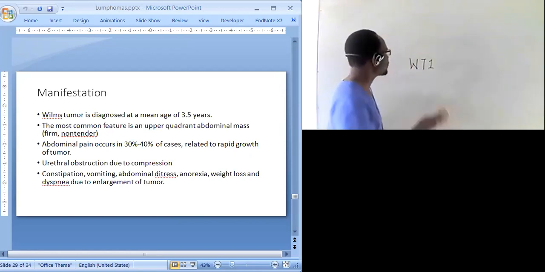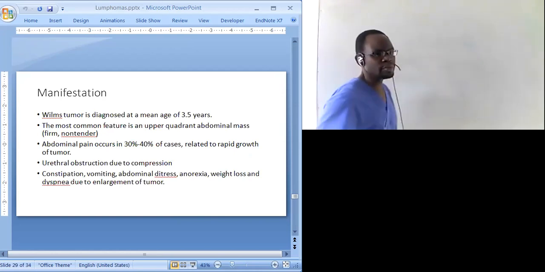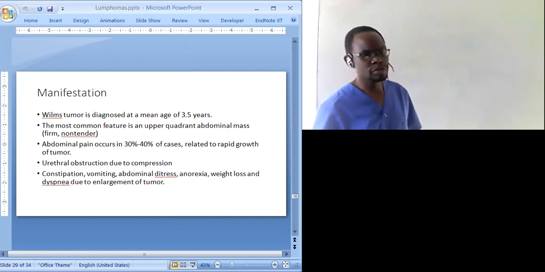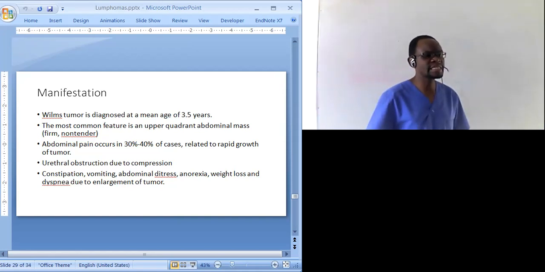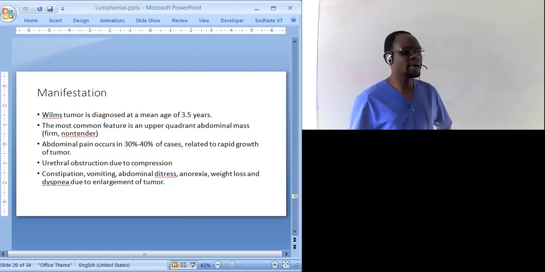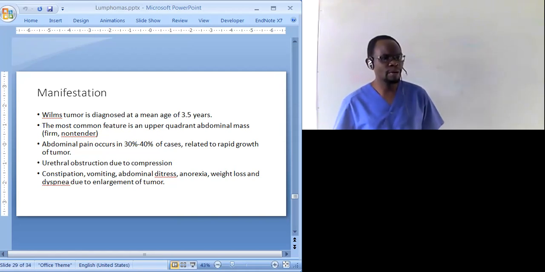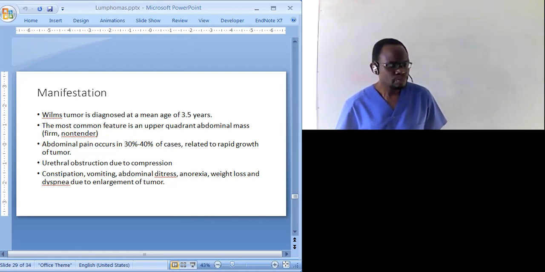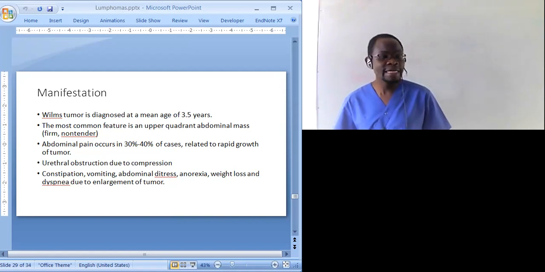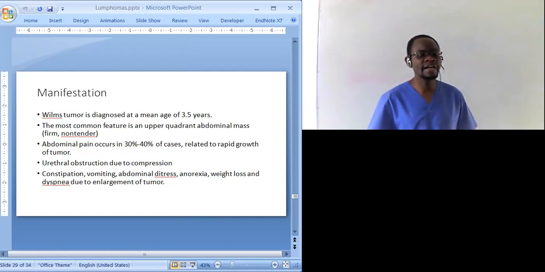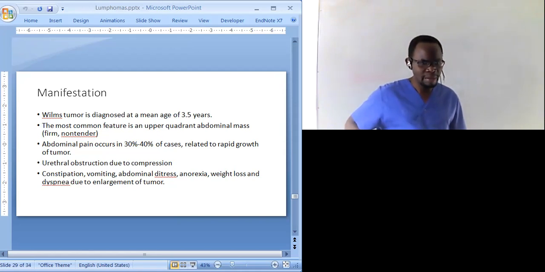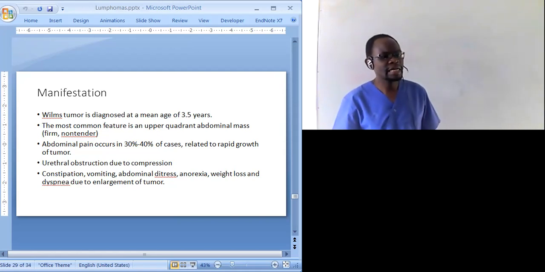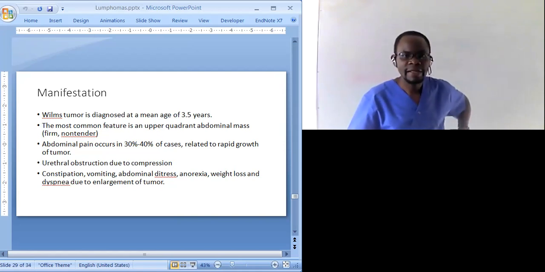Now, how does it manifest? Wilms tumor is basically diagnosed at 3.5 years, and the common feature is an upper quadrant mass, which is firm and non-tender. So you have an upper quadrant mass, and it is firm and non-tender.